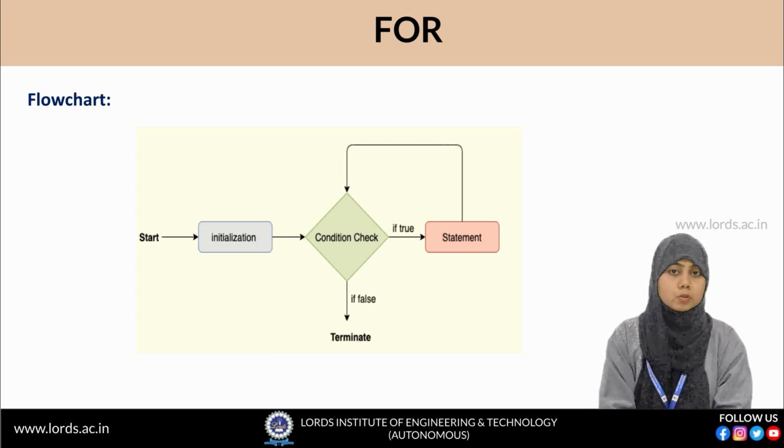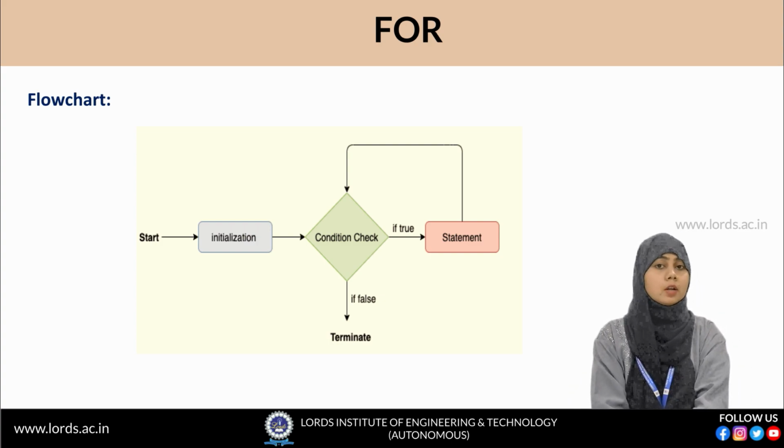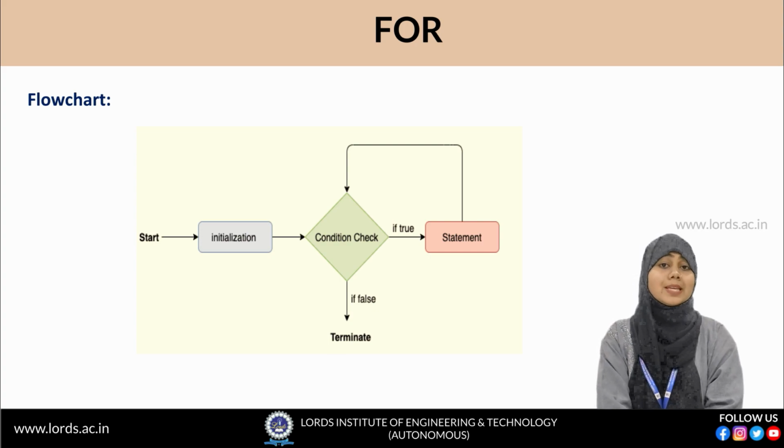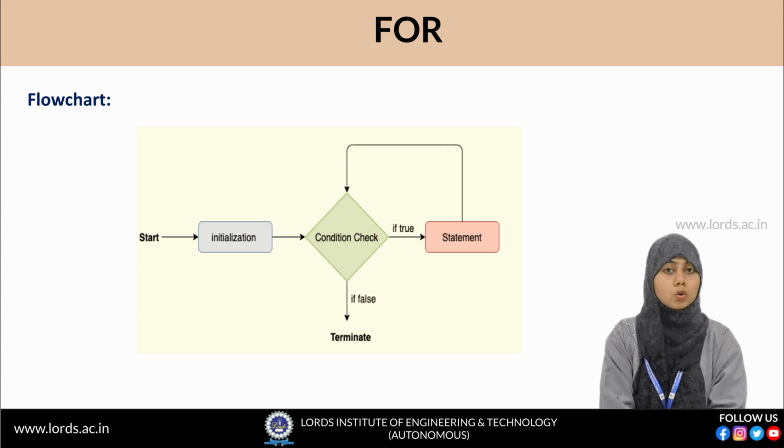If you remember the flow chart of all the loops and conditional statements, it will be easy for you to write the code. So here, what is the condition for the for loop? We are starting, we are initializing it, we are checking the condition. If the condition is true, we are asking the statements to be executed. If the condition is false, the loop will be terminated.